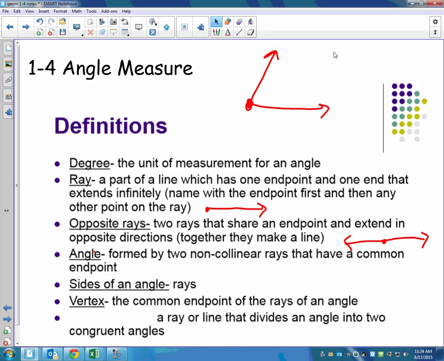And then on Friday, we talked about a bisector of a segment. This says a ray or line that divides an angle into two congruent angles. Guess what that's called? An angle bisector. So like if I drew in a line here, that could be my bisector if those two were the same.